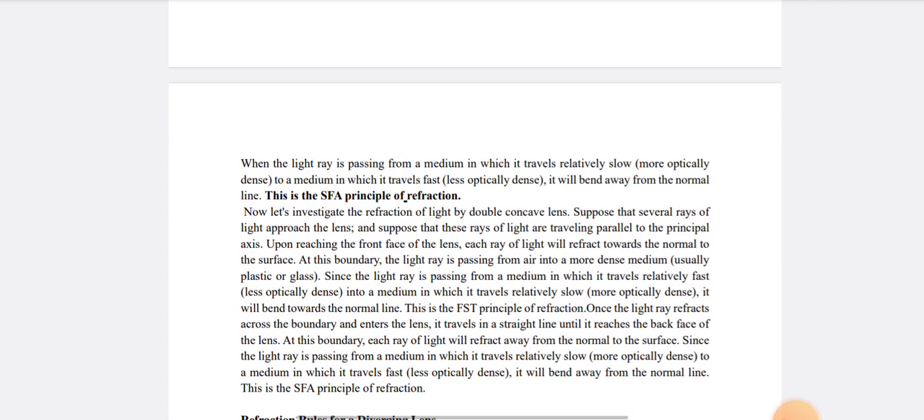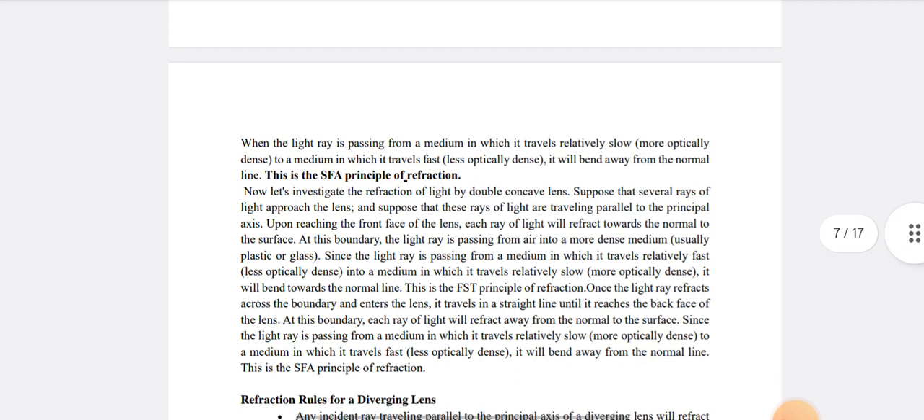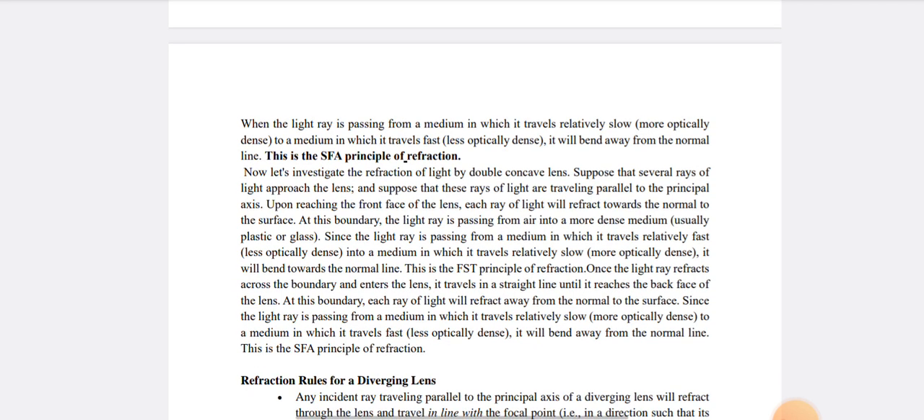Now let's investigate the refraction of light by a double concave lens. Suppose that several rays of light approach the lens, traveling parallel to the principal axis. Upon reaching the front face of the lens, each ray of light will refract towards the normal to the surface. At this boundary, the light ray is passing from air into a denser medium. Since it is passing from a medium in which it travels relatively fast into a medium in which it travels relatively slow, it will bend towards the normal line. This is the FST principle of refraction.